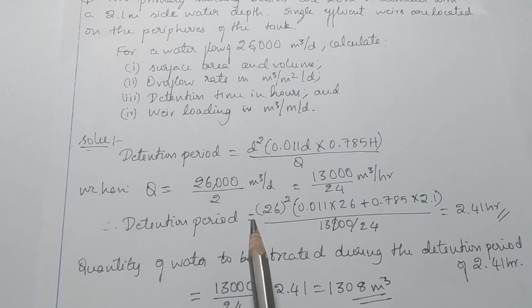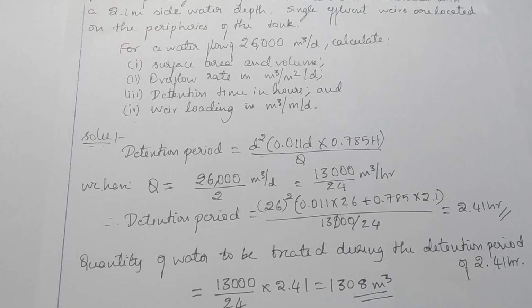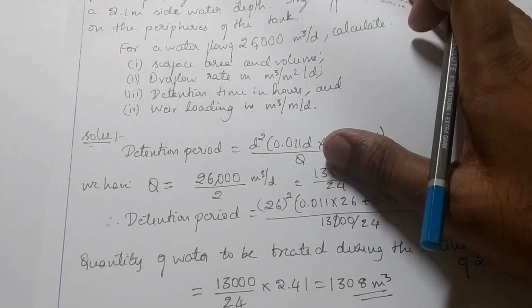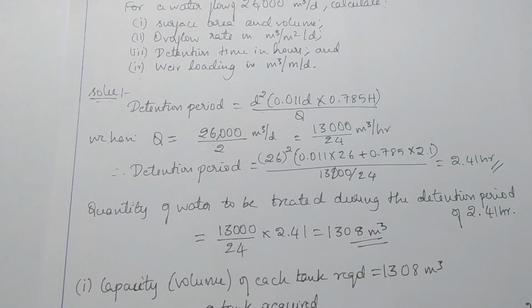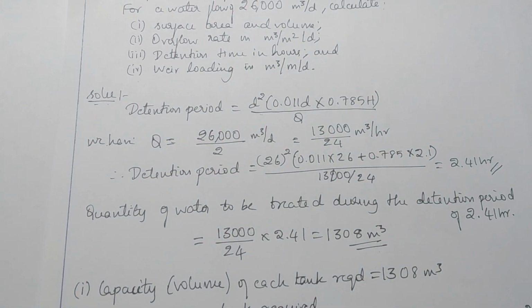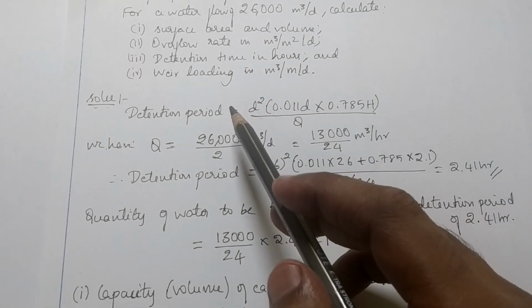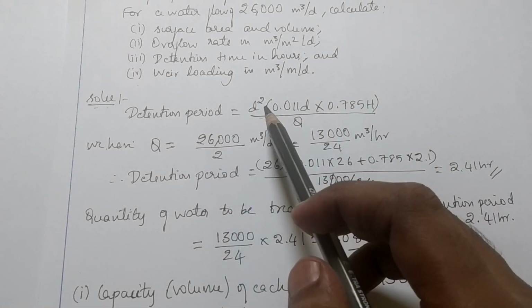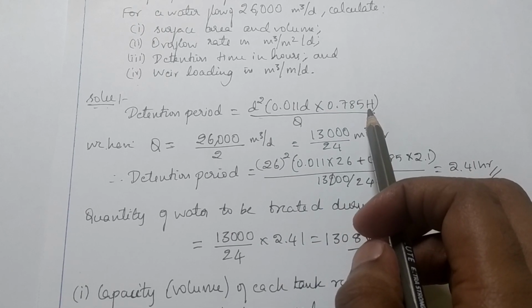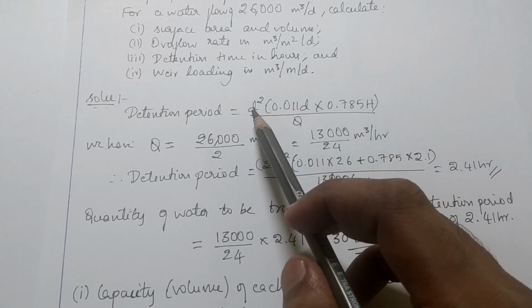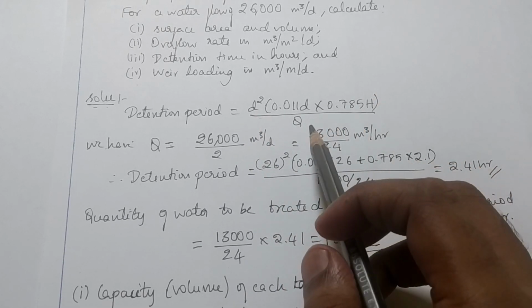So first let us find out the surface area and volume of the tank. In order to find out the surface area and volume, we need to estimate the detention period. As it is a circular tank, you need to consider this formula in order to calculate the detention period. We know the diameter, we know the side height. We know side height as 2.1 meter, and we know the diameter as 26 meters, and we know Q.